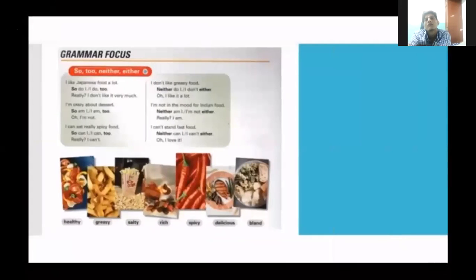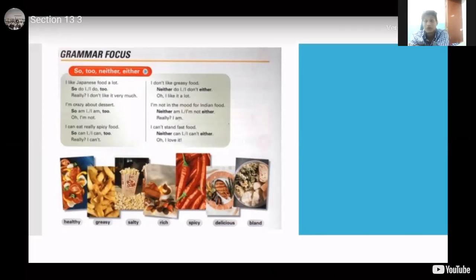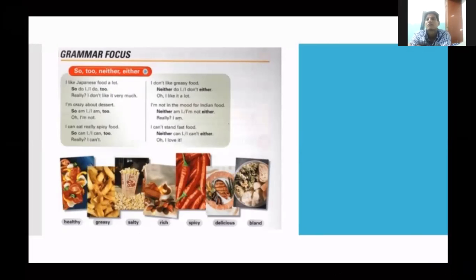So, to, neither, either. I like Japanese food a lot. So do I. I do too. Really? I don't like it very much. I'm crazy about dessert. So am I. I am too. Oh, I'm not. I can eat really spicy food. So can I. I can too. Really? I can't. I don't like greasy food. Neither do I. I don't either. Oh, I like it a lot. I'm not in the mood for Indian food. Neither am I. I'm not either. Really? I am. I can't stand fast food. Neither can I. I can't either. Oh, I love it.